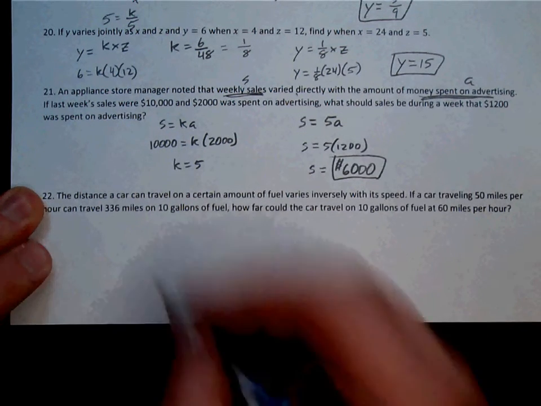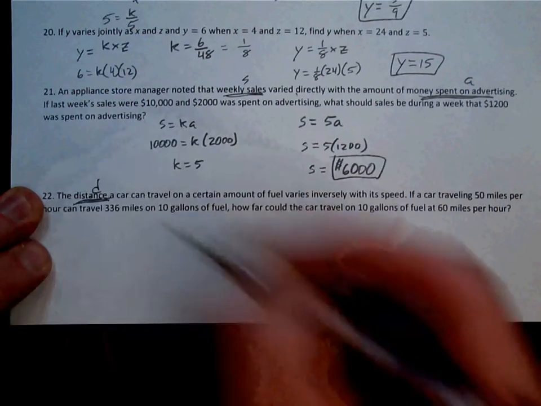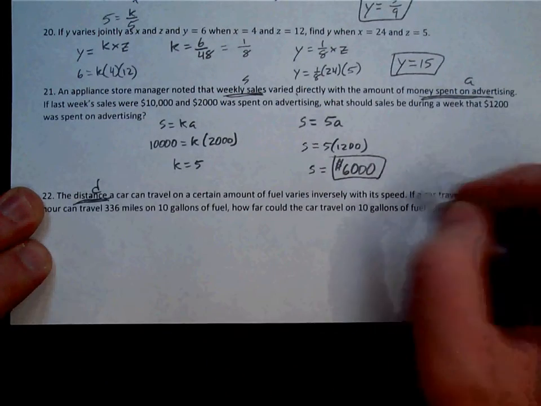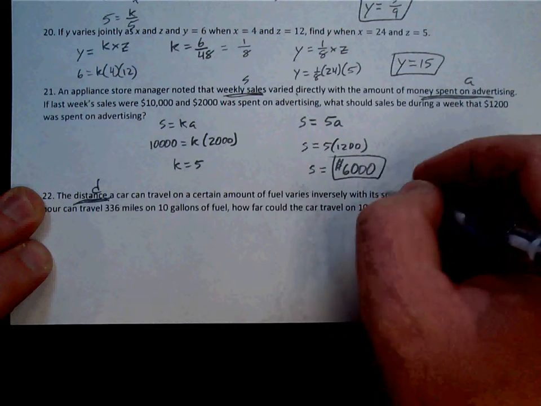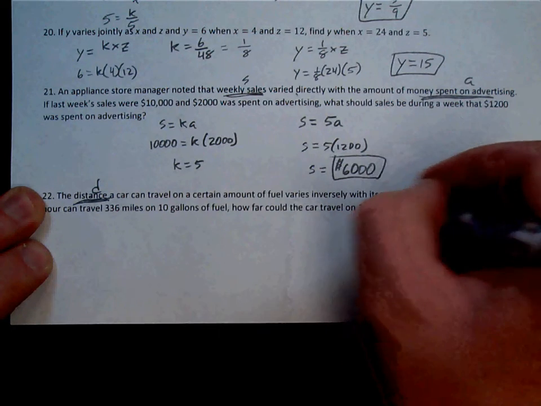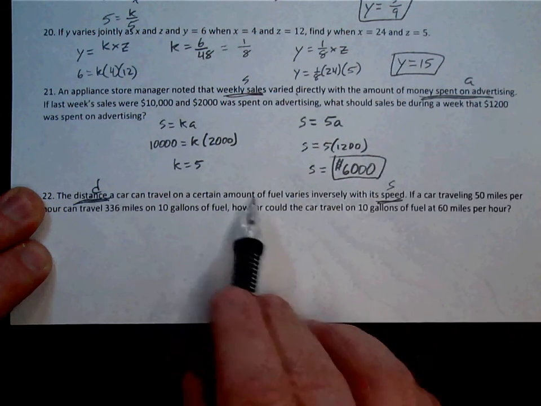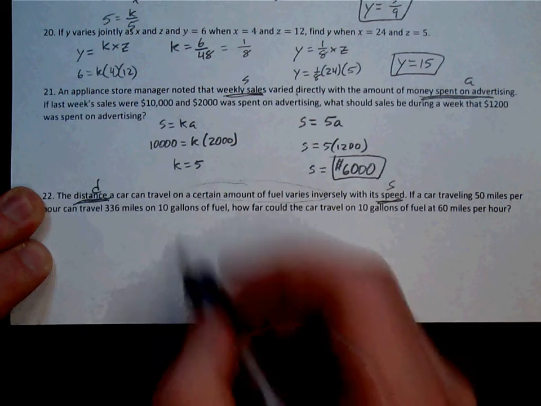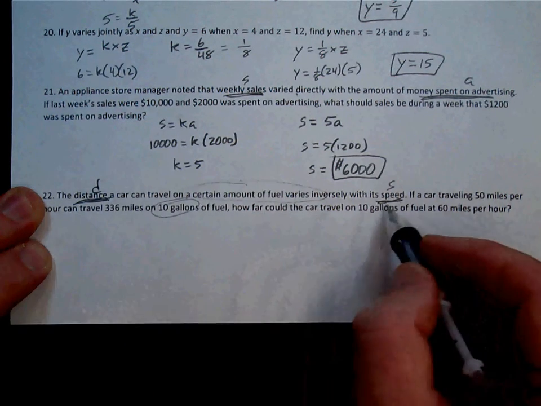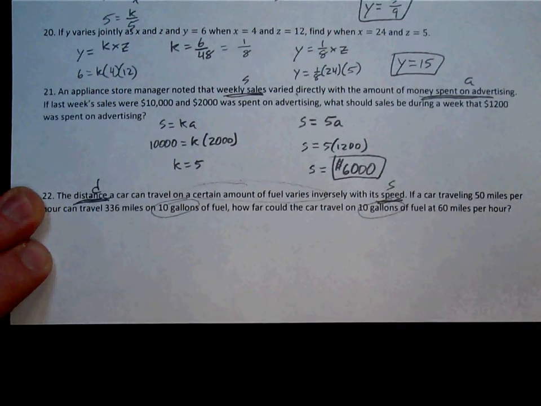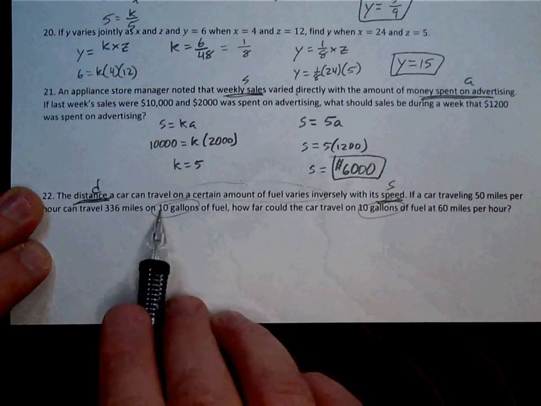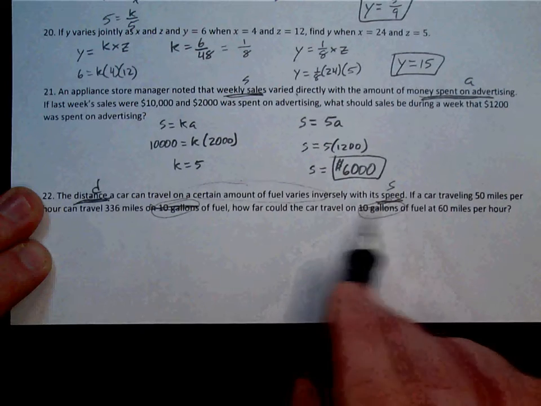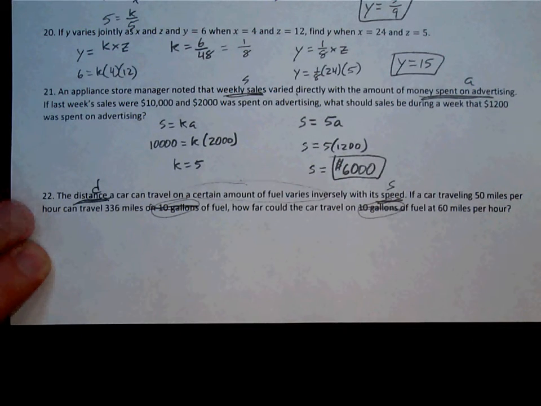And lastly, distance. I'll call that D. A car can travel in a certain amount of fuel, varies inversely with its speed. So speed I'll call S. With a certain amount of fuel, notice that in both cases they have the same amount of fuel. So that doesn't really become a factor or a variable in the problem. So we can kind of disregard the 10 gallons. They're both comparing the same thing. So keep that in mind. That's just saying that we're dealing with the same situation.